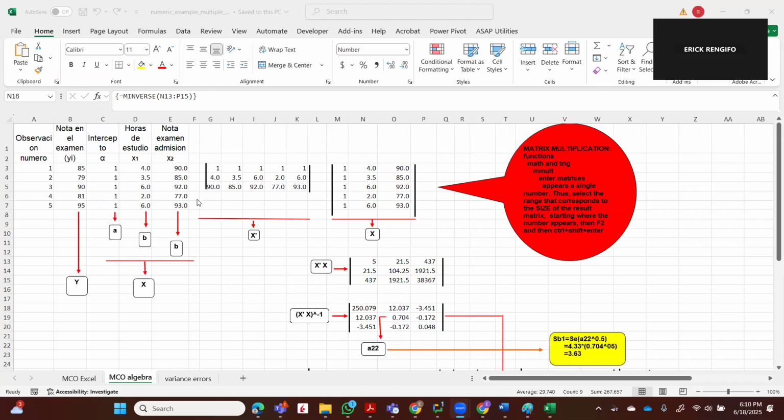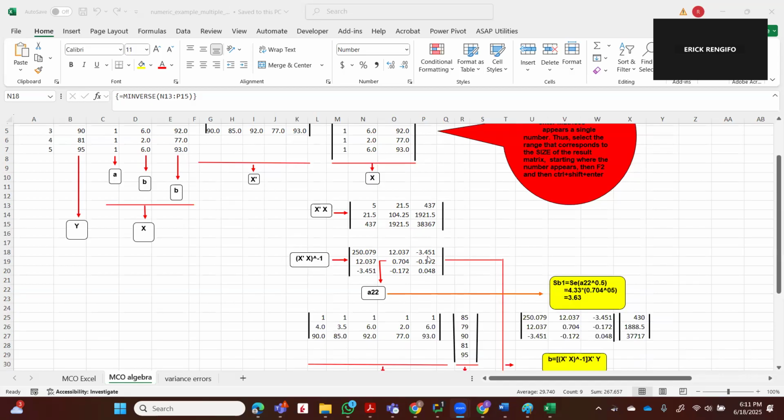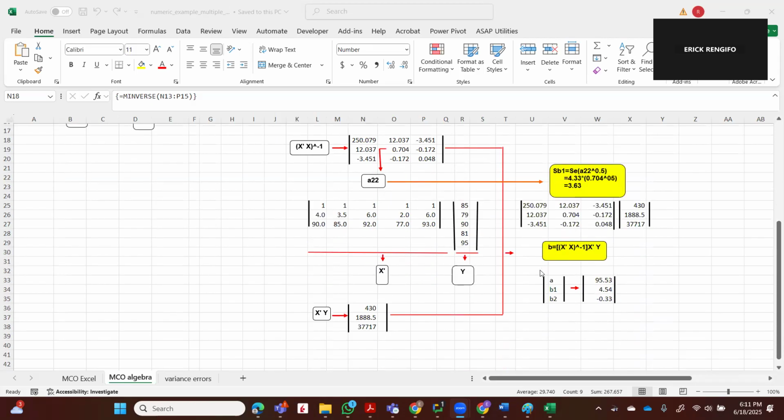And then from here, guys, you do your x prime x. You multiply x prime times x, you get this one here. You take the inverse of this one here. Then you do x prime y. And if you multiply these two, you see (x prime x) to the minus 1 times x prime y, you obtain a matrix like this. So A is going to be your intercept, B is going to be your coefficient 1 and coefficient 2.